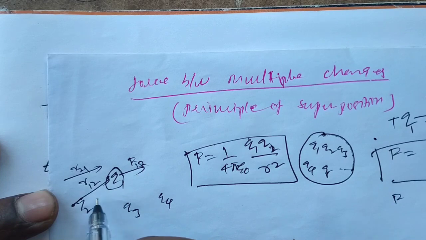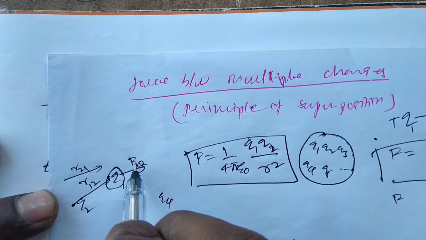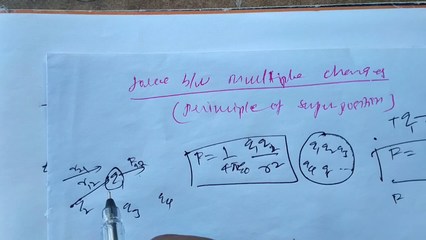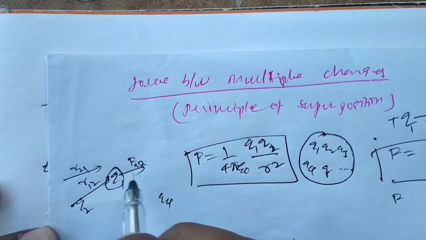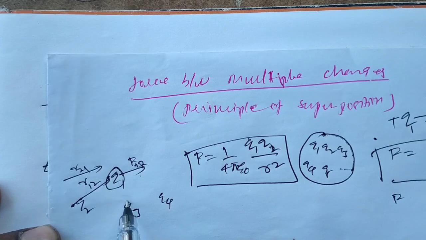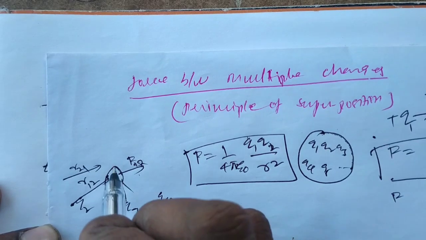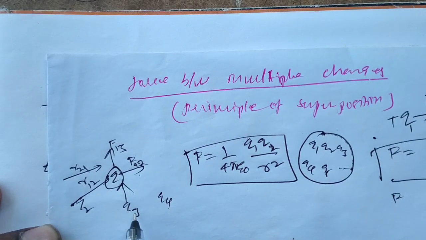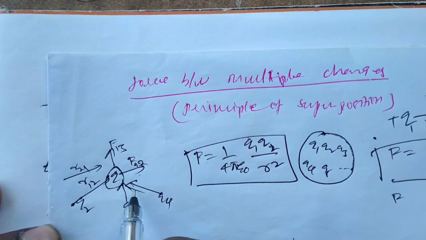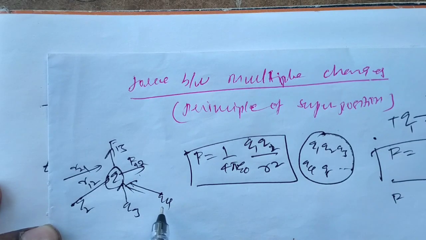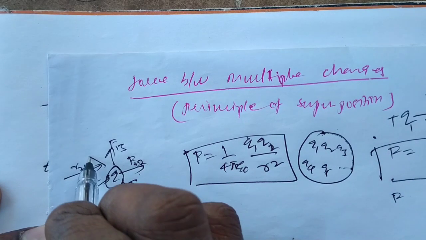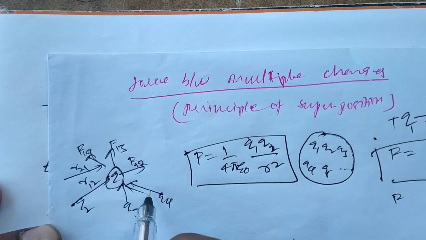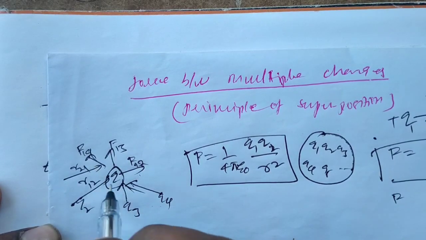The force on the q1 charge due to the second charge, and also from the q3 charge to the q1 charge, force F13, that means the force on q1 due to the third charge. The force due to charge 4 on the q1 charge is F14, like that. These forces occur.